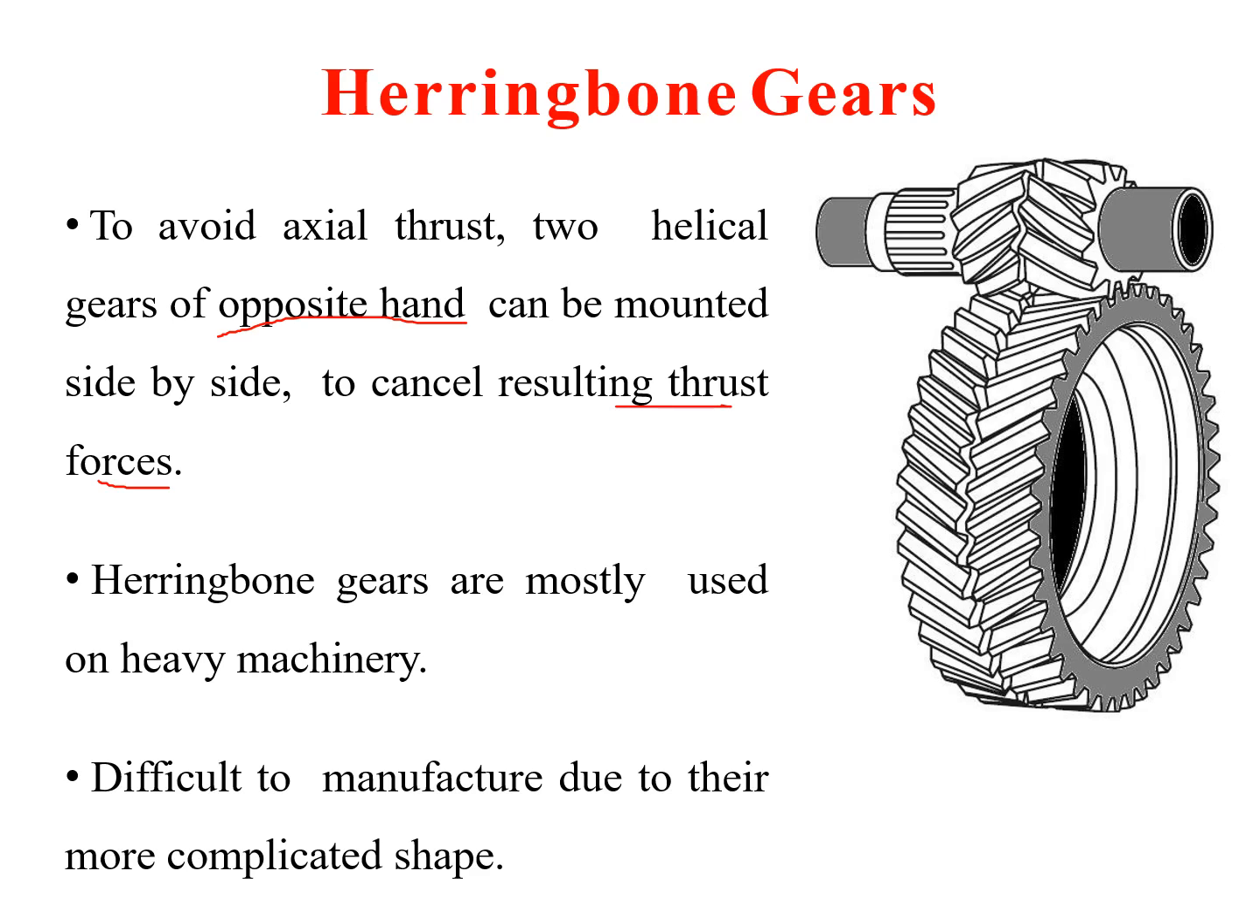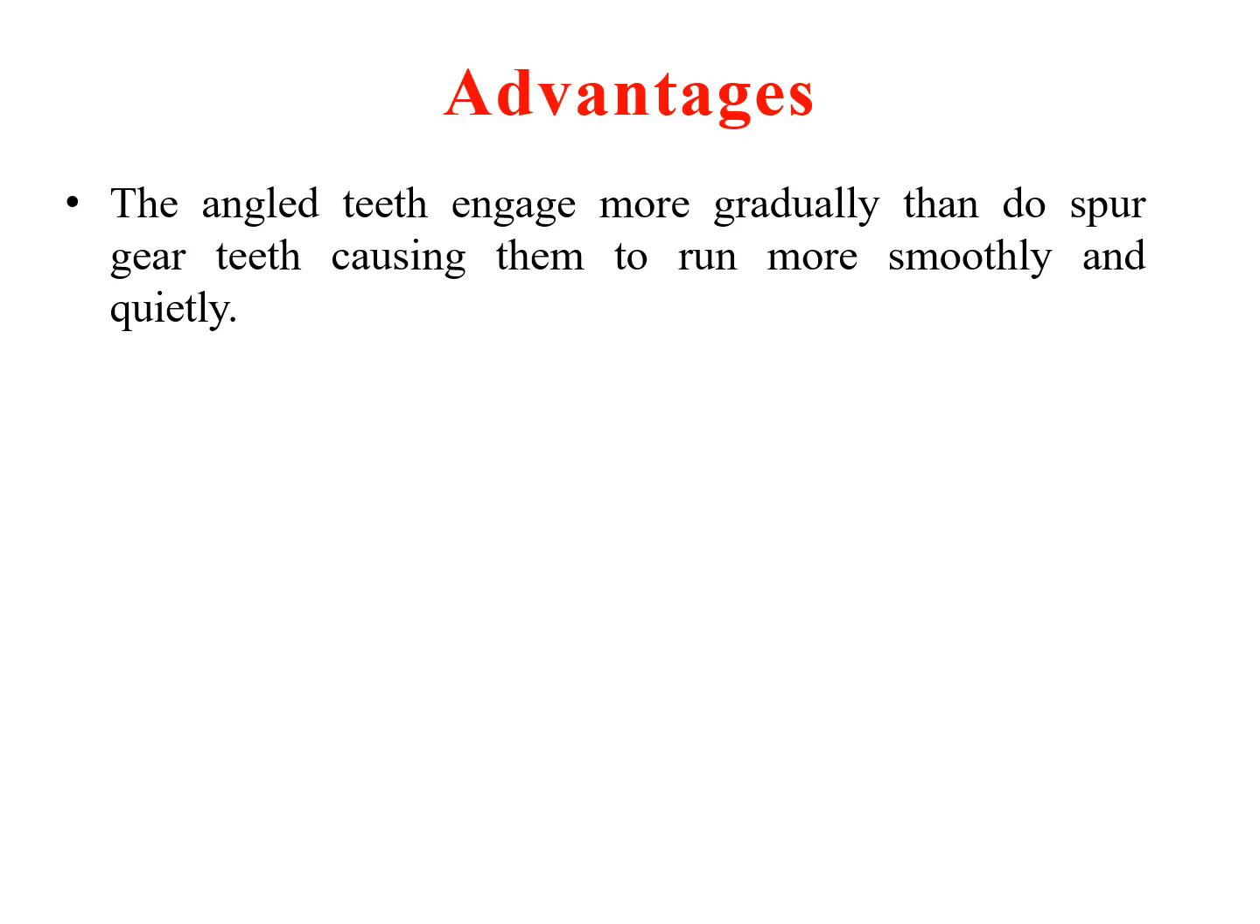and they are difficult to manufacture due to their complicated shapes. Okay, so let's talk about the advantages of helical gears. Now here the teeth are at a particular angle, so they engage more gradually than the spur gear. So you can say that as compared to spur gear, smooth and quiet operation is obtained.